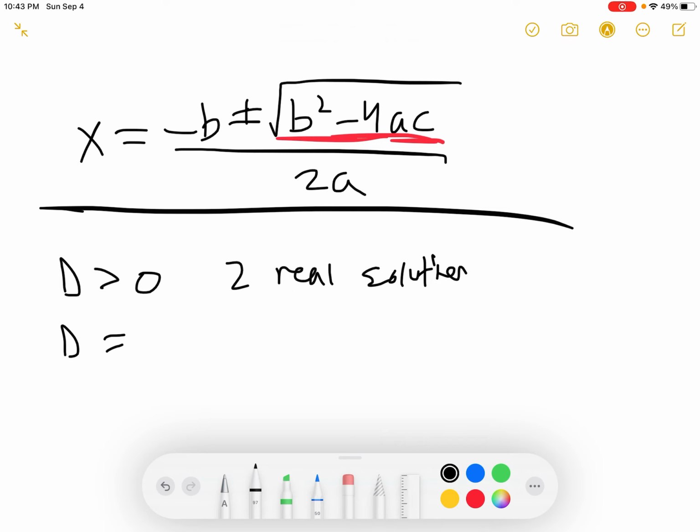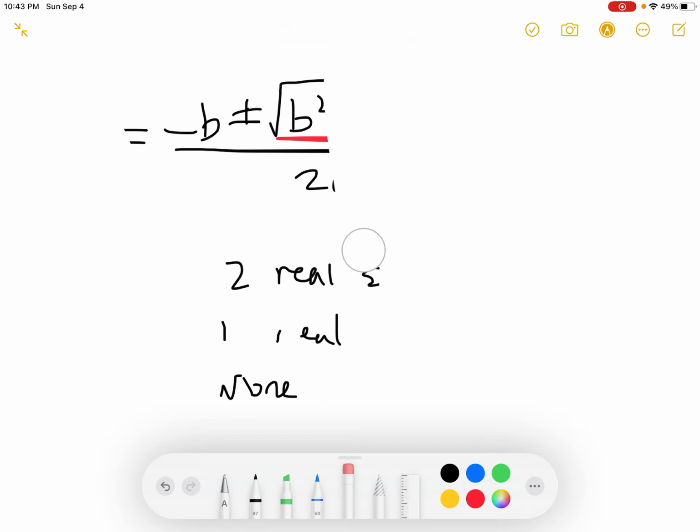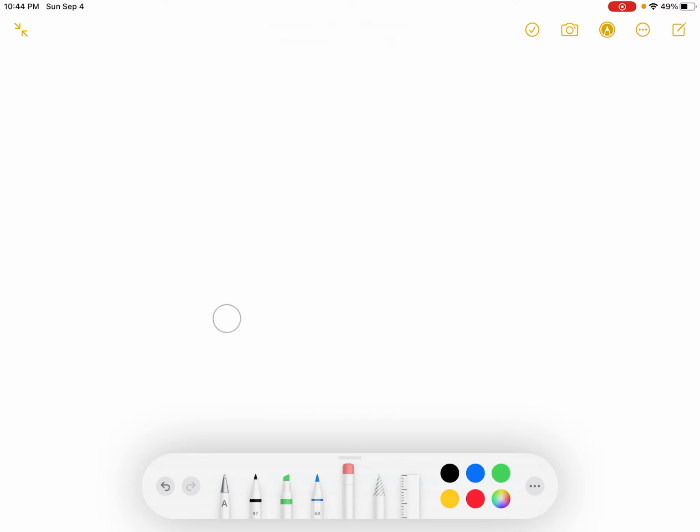If the discriminant equals 0, then there's only going to be one real solution. If it's less than 0, then there's going to be none. Because, like I said, you can't do this square root of a negative thing. So that's that. That's quadratics there. All right, so let's continue. There's still more things you need to know, unfortunately.